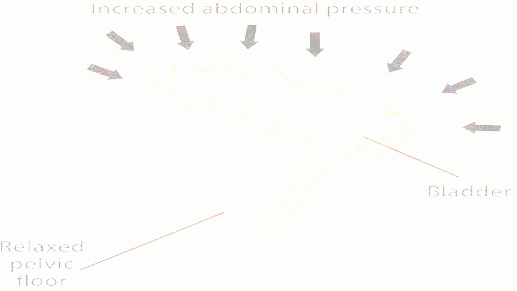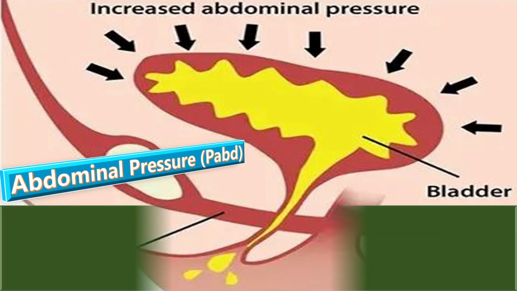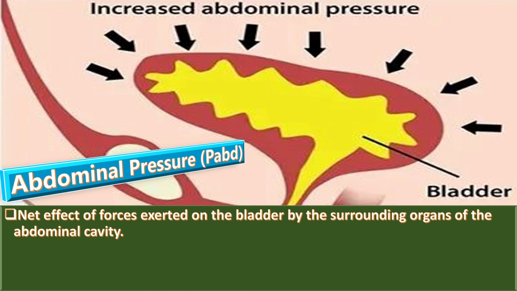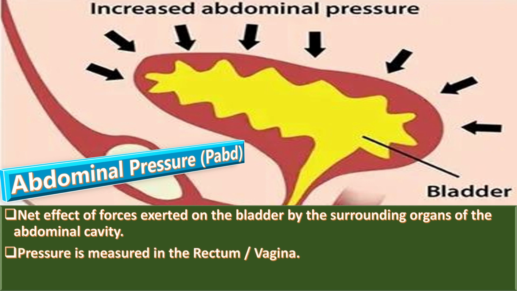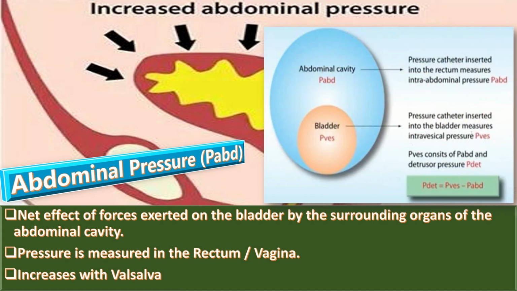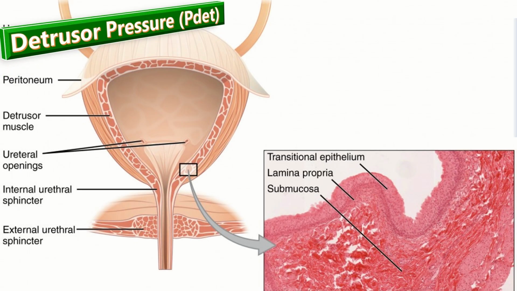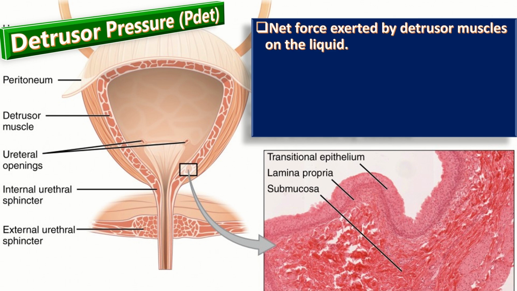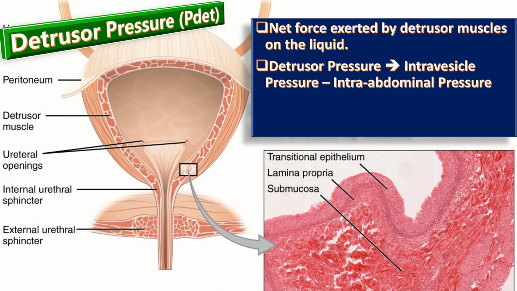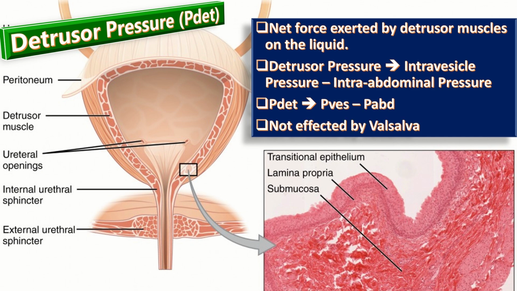The abdominal pressure or P abd is the net effect of forces exerted on the bladder by the surrounding organs of the abdominal cavity. This pressure is measured in the rectum or vagina. It increases with Valsalva. The detrusor pressure or P detrusor is the net force exerted by detrusor muscles on the liquid. Detrusor pressure is equal to intravesical pressure minus intra-abdominal pressure. P detrusor is equal to P vesical minus P abdomen. Unlike the abdominal pressure, the detrusor pressure is not affected by Valsalva.